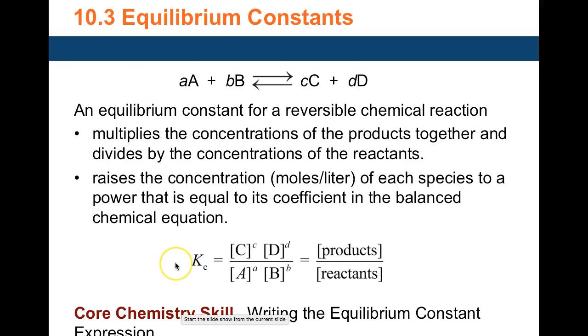Okay, continuing where we had left off, section 10.3 is dealing with equilibrium constants, all right? So here in this slide, you can see you have two reactants, A and B, reacting and forming products C and D, all right? These lowercase a, b, c, and d indicate coefficients, all right? So how is the equilibrium constant defined?